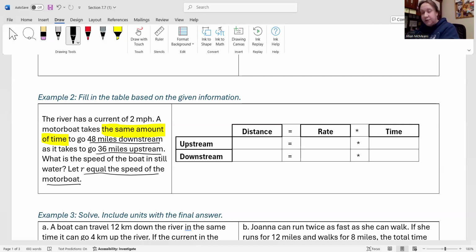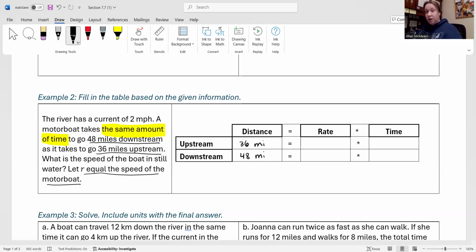Let's fill in what we can easily fill in just from the problem. What we can easily fill in is the distance traveled upstream and downstream. Upstream, we went 36 miles. Downstream, we went 48 miles. That's easy enough. Now we need to use our direct translation tools to figure out the rate.